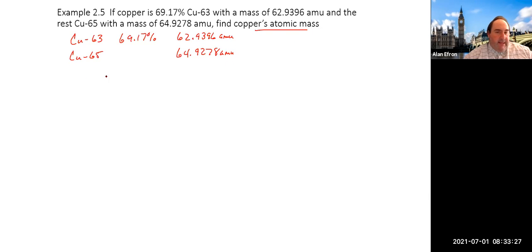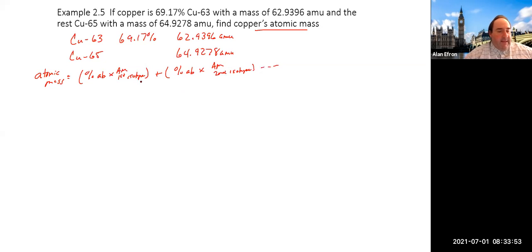So we can use our formula that we saw before, that the atomic mass is equal to the percent abundance times the atomic mass of the first isotope, plus the percent abundance of the next isotope times the atomic mass of the second isotope, and so forth. In this case, we only have two isotopes. We are missing this one's percentage here.